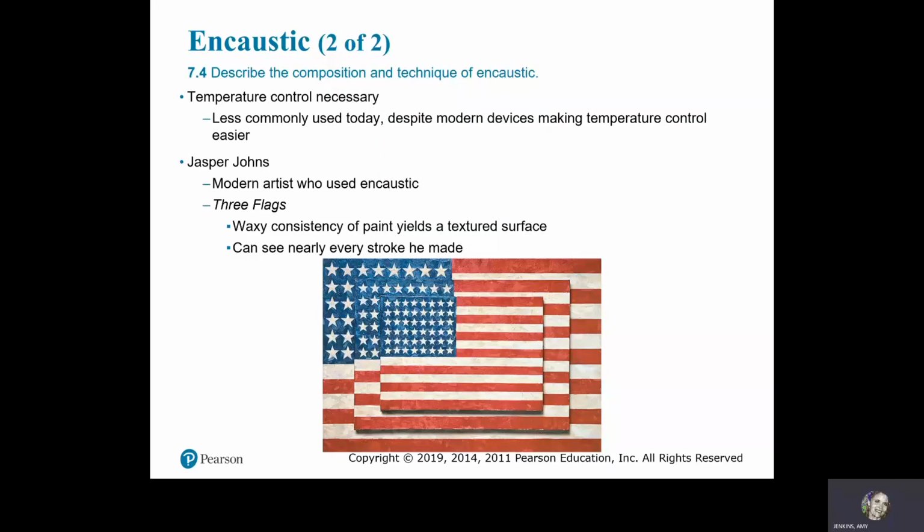Temperature control is necessary. It's less commonly used today despite modern devices making temperature control easier. This one is Jasper Johns, Three Flags. He's a modern artist who used encaustic. The waxy consistency of the paint yields a textured surface. You can see nearly every stroke he made.